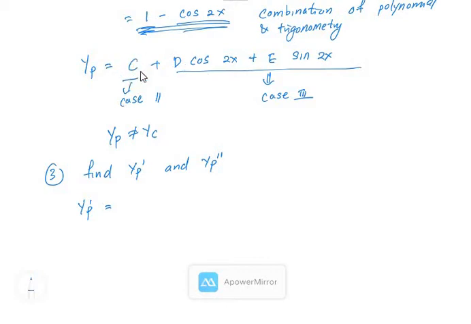Okay, so this one you have nothing. And then for this one, differentiate the d cos 2x, you will get d and then negative 2 sin 2x. So you get d negative 2 sin 2x. You differentiate the cos, you get negative sine. And then plus e, differentiate of sine, you get cos. So 2x, so you have a 2 cos 2x.